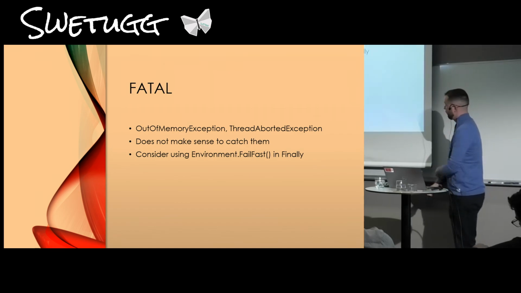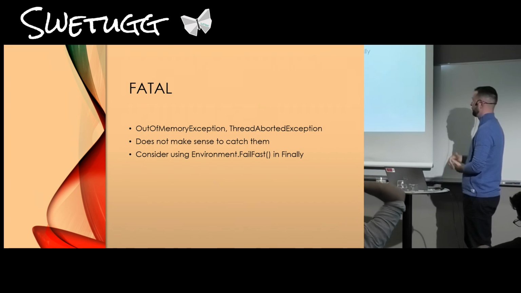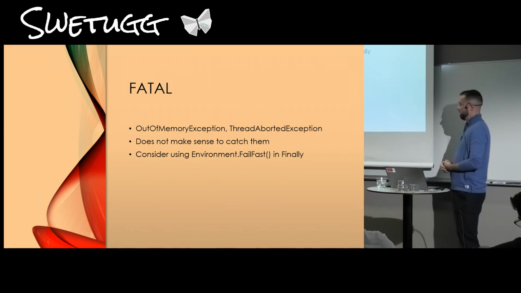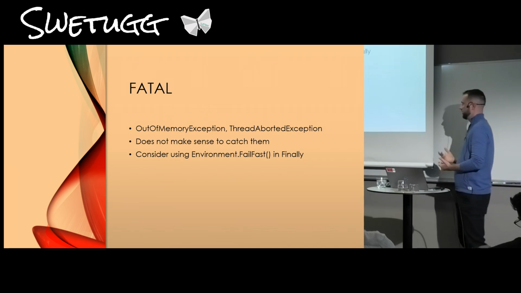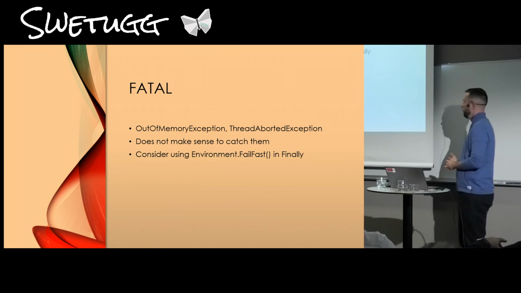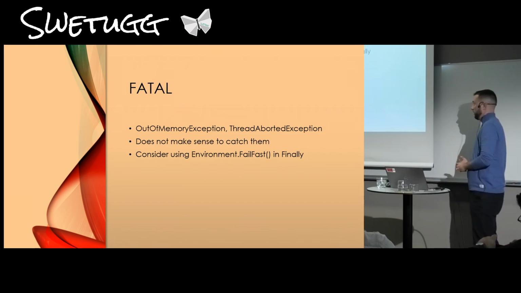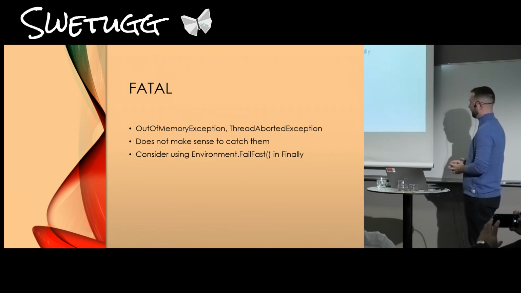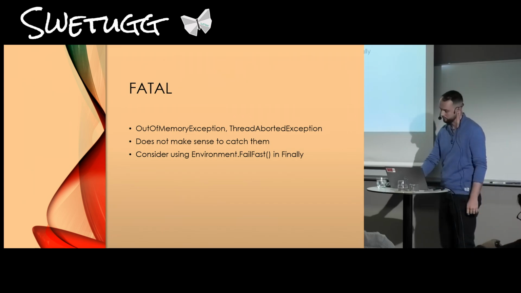He has actually 4 categories. The first one is fatal. It's like out-of-memory exception or thread-aborted exception. And when it comes to these exceptions, it doesn't make sense to catch them because there is not much you can do about it. I mean, if you have thread-aborted exception, there is not much you can do. And even in finally, he considers to use the environment fail fast. So then even the finally block actually is not fully executed, only until this environment fail fast.